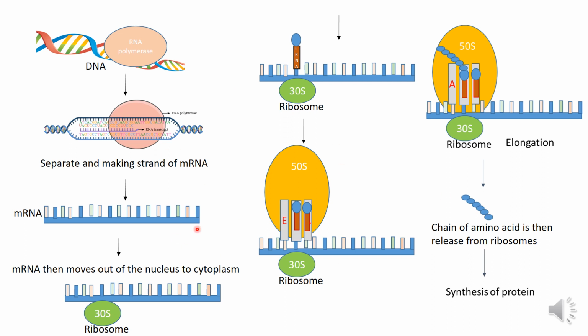This is the normal protein synthesis step. Our drug, tetracycline, will bind with the 30S ribosome and prevent the binding of tRNA to the mRNA ribosome complex.